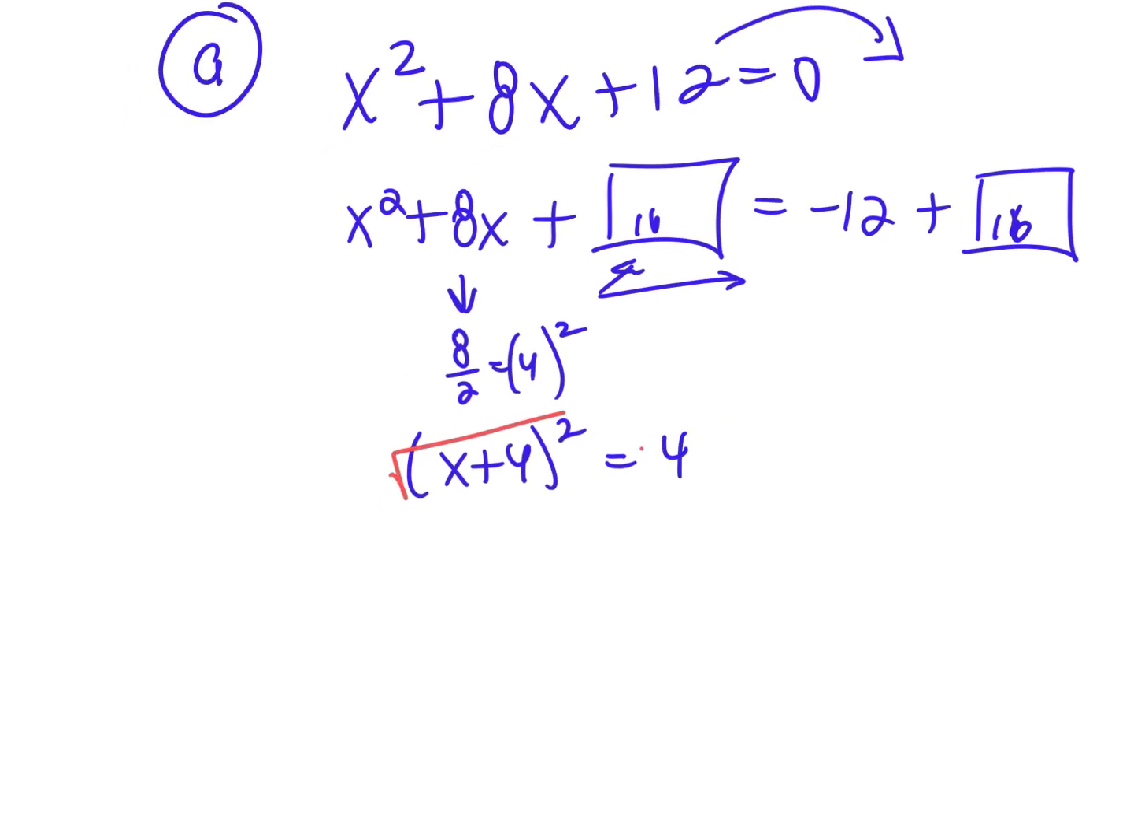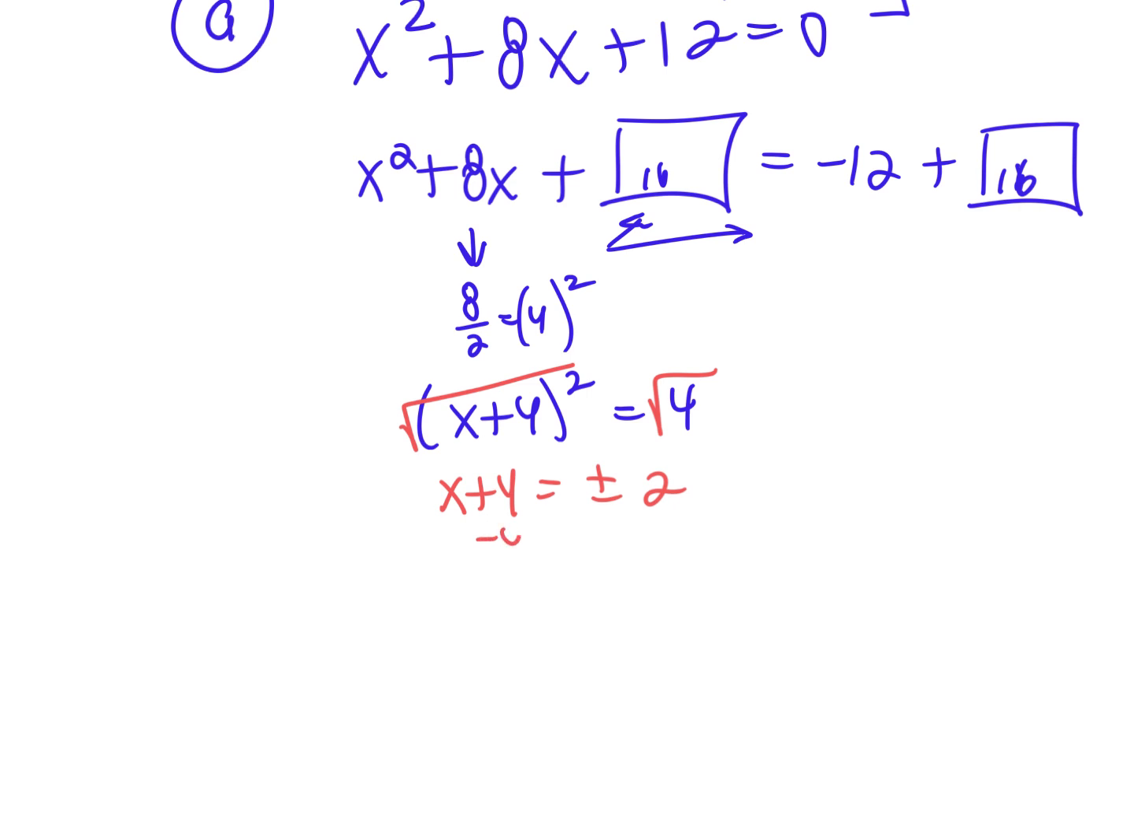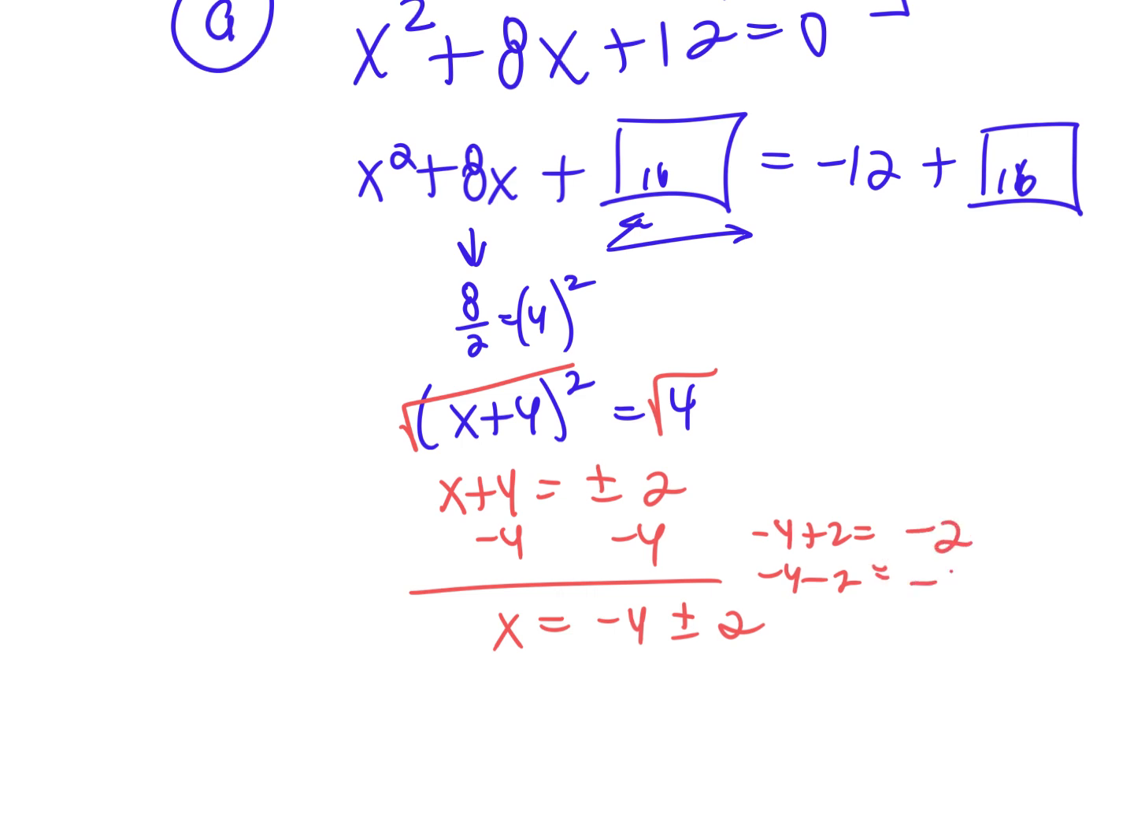So now we're going to do what to both sides? We're going to take the square root. So I have x plus 4 equals plus or minus 2. Last thing is going to be subtract 4. So guys, you notice here in this case, you have negative 4 plus or minus 2. We can simplify that. Negative 4 plus 2 and negative 4 minus 2. Negative 4 plus 2 is negative 2. Negative 4 minus 2 is negative 6. You got two whole answers here. This is what x equals.